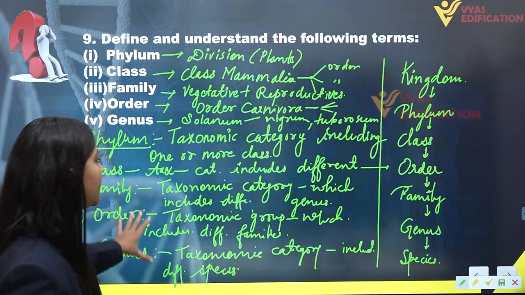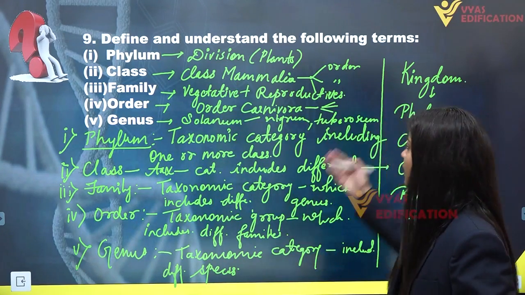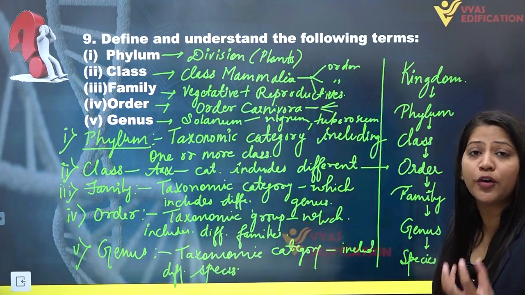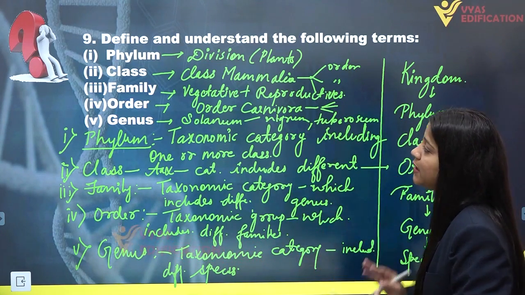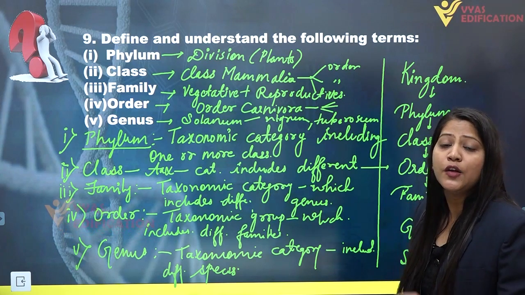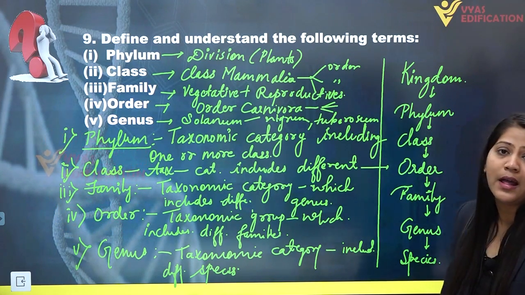So all these are the terms which we can easily define with the help of the knowledge of the hierarchy of classification, and we have defined all these terms very well with the examples. So this is the correct solution, this is the correct answer of this question number 9.